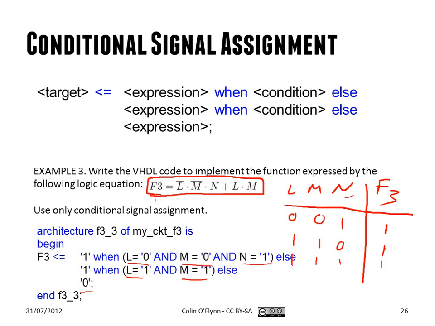So this sort of assignment is, again, occurring continually. As soon as one of these variables changes, instantly the output is updated, that F3 value.